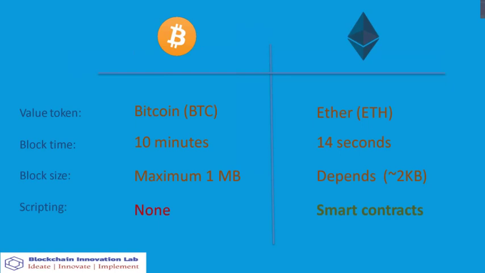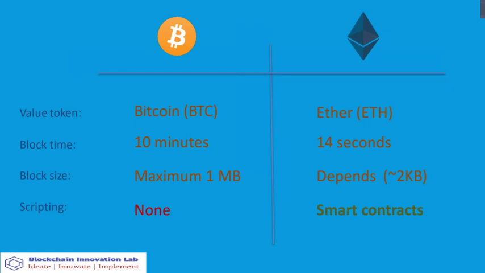Bitcoin block time, it takes around 10 minutes to mine one particular block, right? Block size is 1 MB, and it does not support scripting. And Ethereum, the token name is ETH, and the block time is around 14 seconds. See the kind of technological difference which happens. Here it takes almost 10 minutes, and it has come down to 14 seconds now. So when the time reduces, the overall speed of execution will be much faster. Ideally, block size is coming down from 1 MB to around 2 KB.